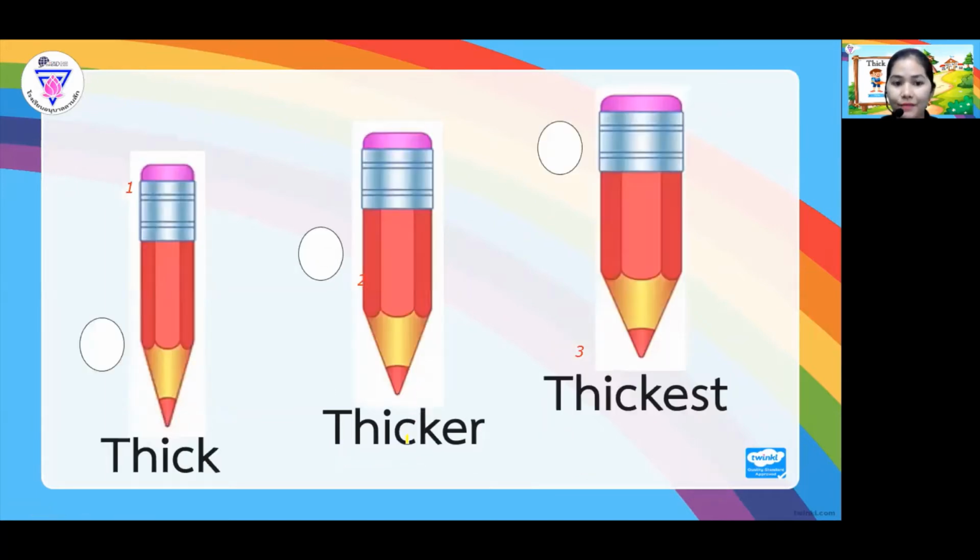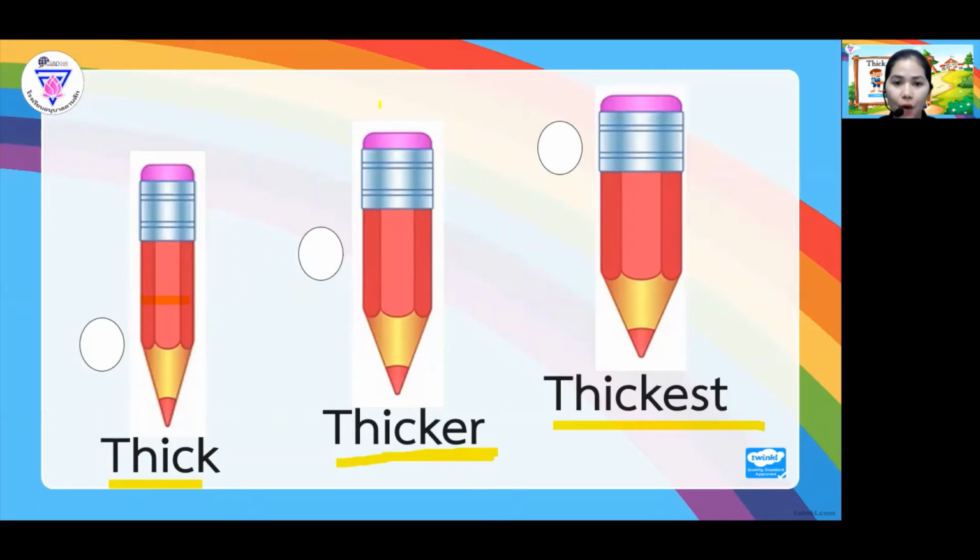We also have here thick pencil. As you can see, the thickness. Thicker pencil, thicker than this one. And the last one is the thickest. One more time. We have here thick. That is thick. This is thicker than this one, and this is the thickest, okay?